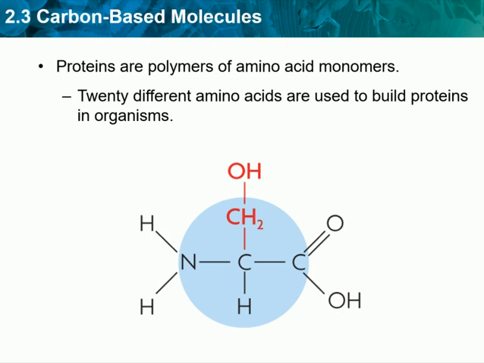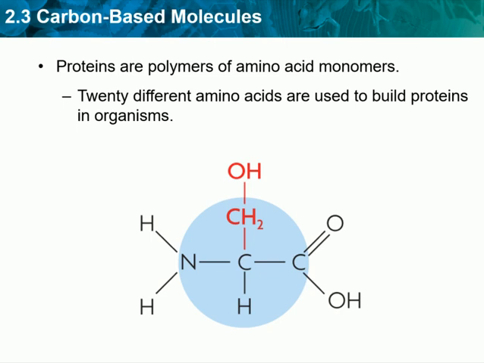Organisms use 20 different amino acids to build proteins. Your body can make 12 of the amino acids. The others come from food you eat, such as meat, beans, and nuts. Look at the figure on the screen here to see the amino acid serine.